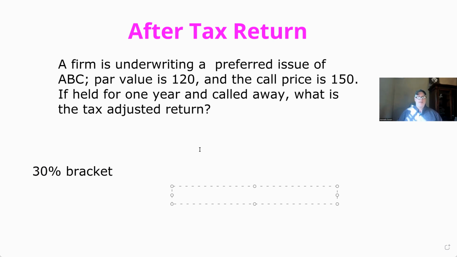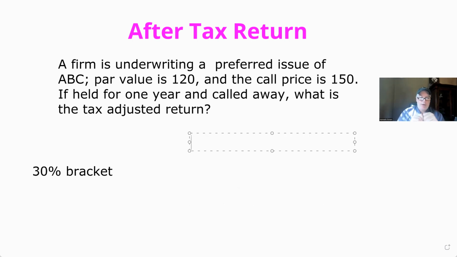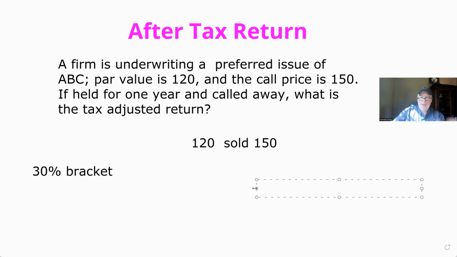So let's say we made $30. Technically we bought it at 120. We got called, so we sold it at 150. So we made $30, right? Makes sense. Now we pay taxes on that. Since it's held for exactly 1 year, it's a short-term gain, taxed at ordinary income.